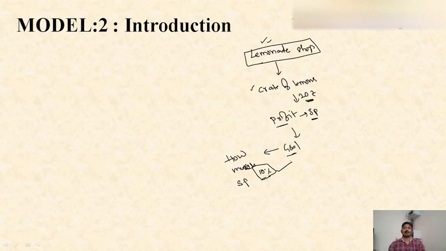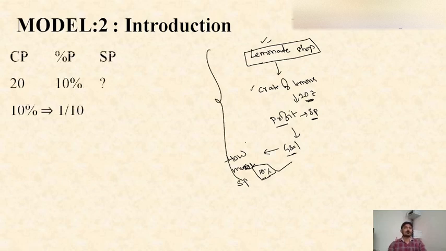So let us try to break down this example here. The cost price of the lemonades is 20 rupees, or the amount you spent on lemonades was 20 rupees. And you need to get a profit of 10 percent on the whole transaction. Now you need to find the selling price of each cup of lemonade. Here the cost price and the profit are given to us.